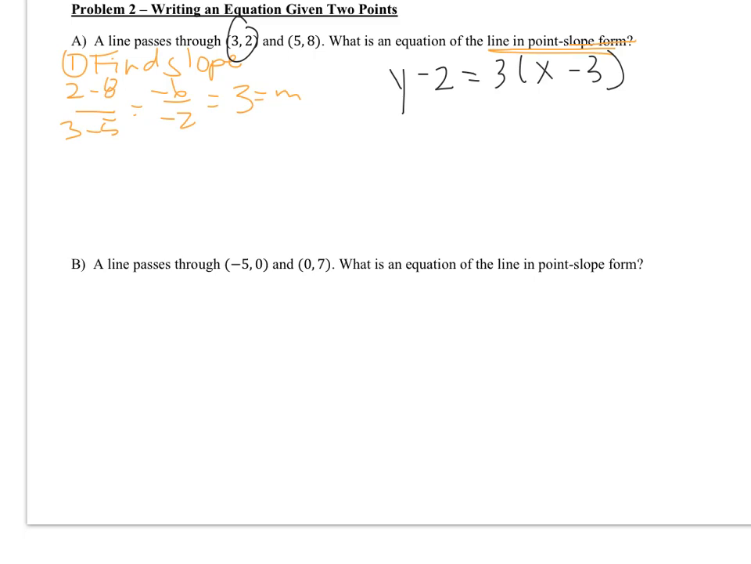that's one equation because it's in point slope form. Or we could have y minus 8 is equal to 3. The slope stays the same because it's still in between those 2 points, times x minus 5. So either one would work. So pause and do B by yourself.